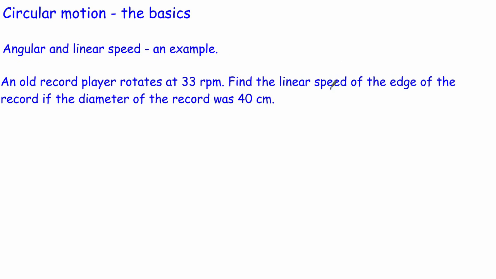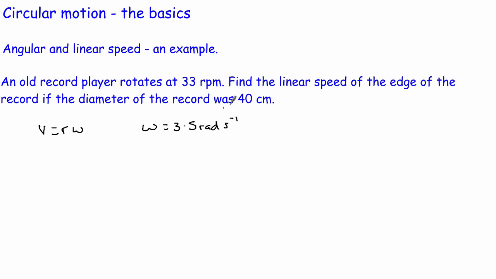I want to find the linear speed of the edge of the record, and the diameter of the record is now 40 centimeters. So I've been given a bit more information. So if I take the equation that I've got, velocity equals r omega, linear speed equals radius times the angular speed. I know from our previous calculation that omega is equal to 3.5 radians per second, like that.